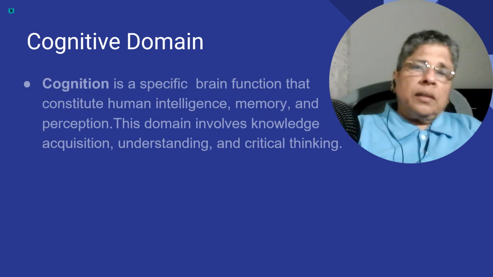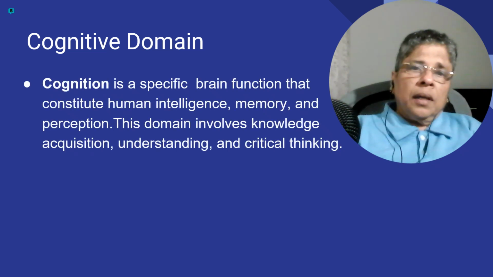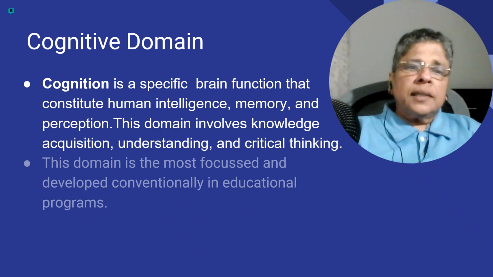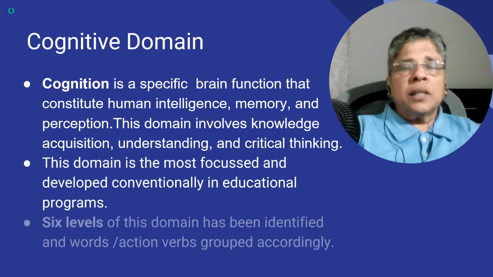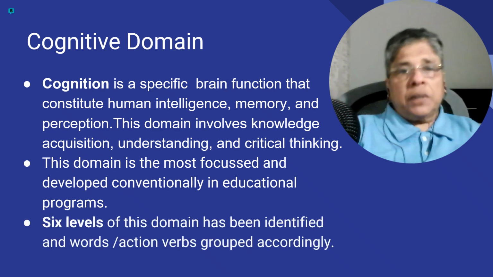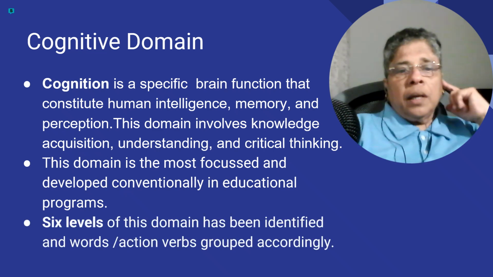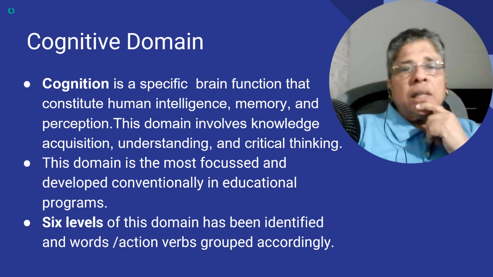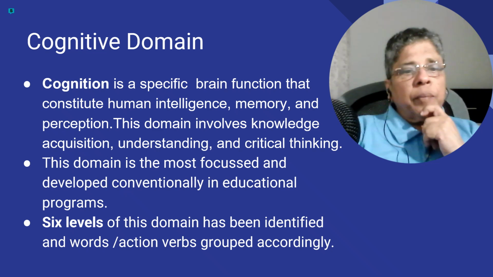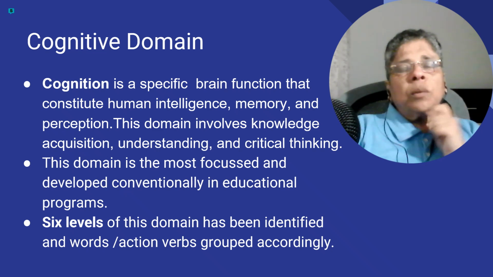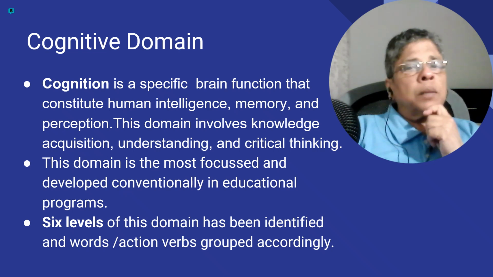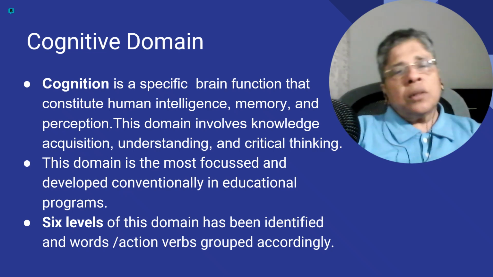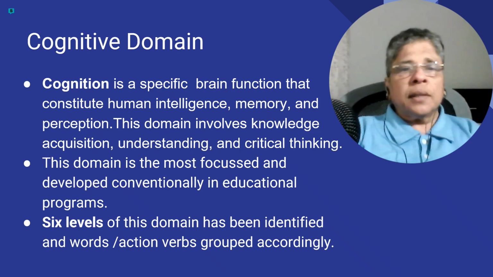The cognitive domain is described using the fact that the cognition is a very specific brain action. It constitutes the human intelligence, memory, and perception. This domain involves knowledge acquisition, knowledge storing, knowledge recapitulation, and critical thinking. So this is the most focused domain in most of the educational programs, especially in the conventional educational programs. There are 6 levels to this learning hierarchy. We'll see what are the 6 levels now.